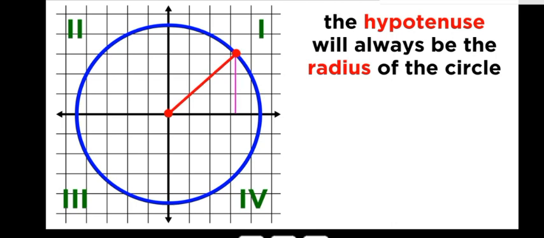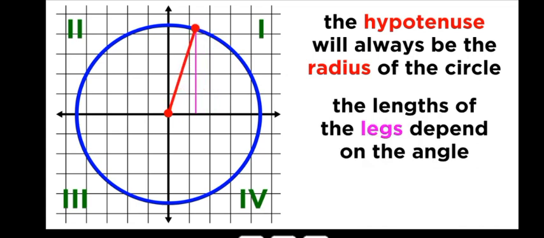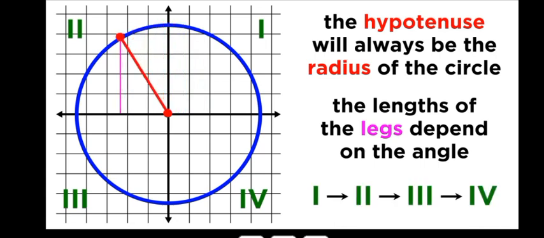Otherwise, let's observe that as this angle grows, the hypotenuse is always the same, as it's the radius of the circle, but the lengths of the legs change in a way that depends on the angle. When we get past the vertical, the triangle is now in quadrant 2, and as we pass the horizontal, the triangle appears in quadrant 3, and finally quadrant 4.